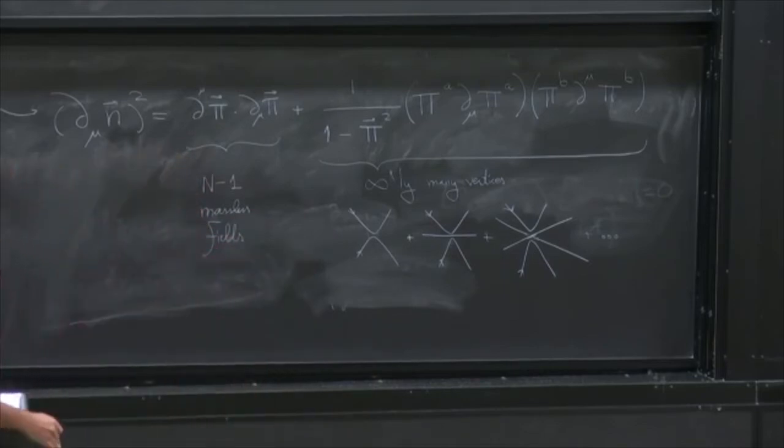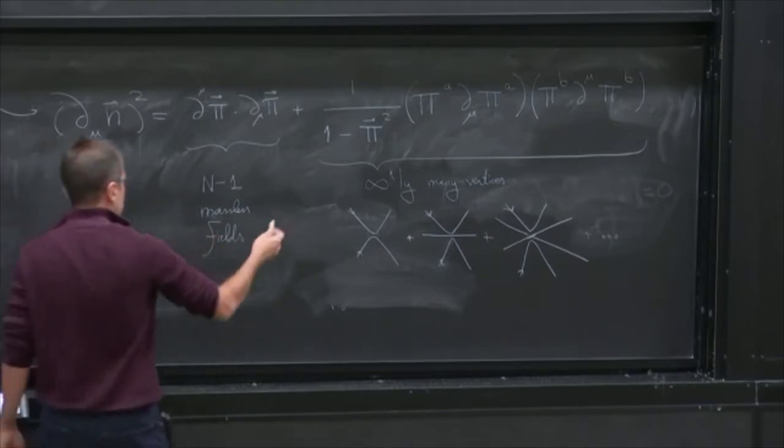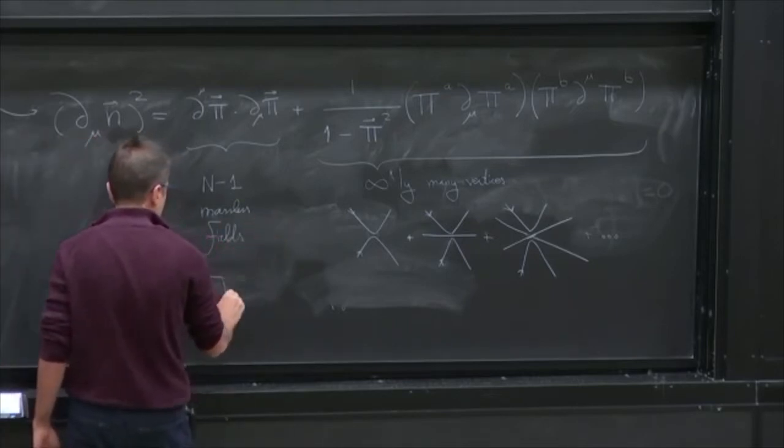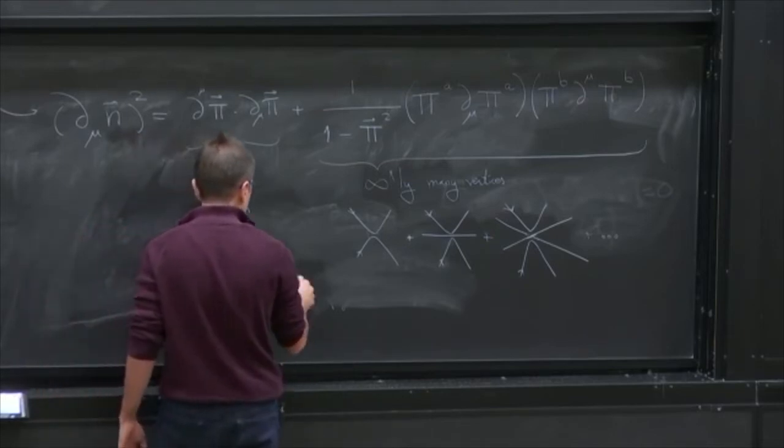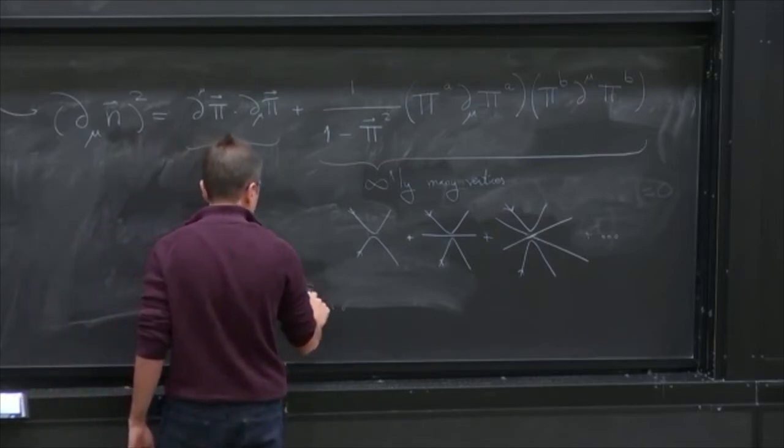And so you have all these infinitely many vertices, and so your equation of motion in this case would be box pi equal to an infinite set of vectors.